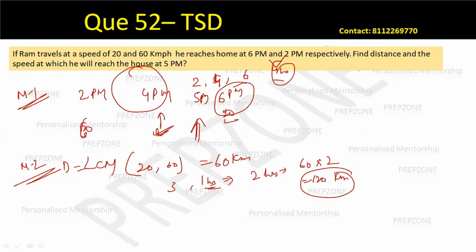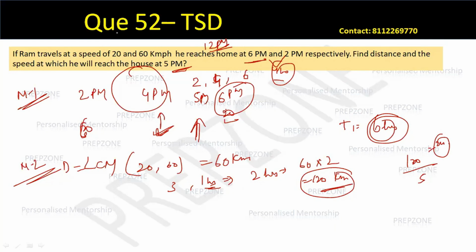Now that we have the distance, find the speed at which he will reach the house by 5 PM. So see, in the first case, when he is traveling at a speed of 20, the distance is 120 kilometers, so the time taken by him should be 6 hours, which means if he's reaching at 6 PM, he must have left at 12 PM. So now if you have to reach by 5 PM, the time taken is 5 hours. So for 5 hours, what should the speed be? Speed will be distance 120 upon 5 hours, which is 24 kilometer per hour.